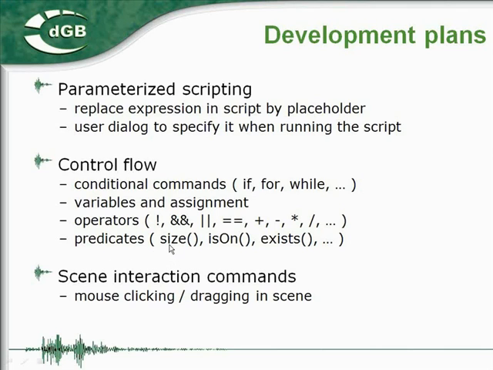For instance, a predicate to ask the size of a list, or maybe a predicate to ask whether a certain button is on or off, or maybe a predicate which asks whether a certain file name already exists or not, things like that. A third category are the scene interaction comments.